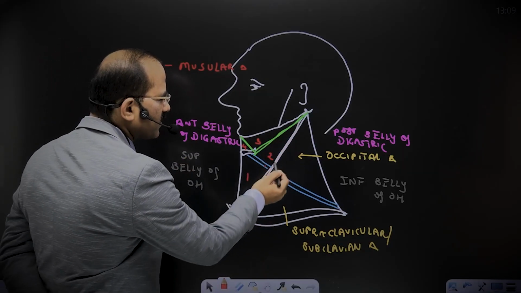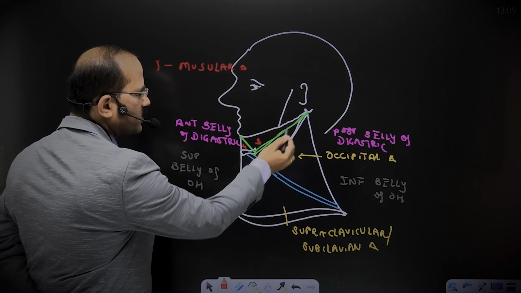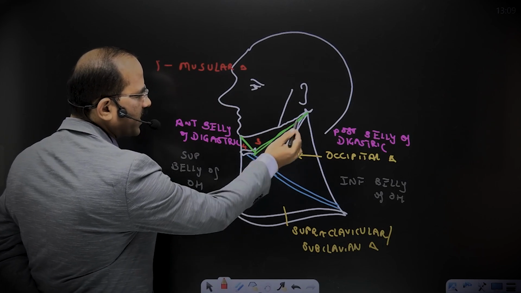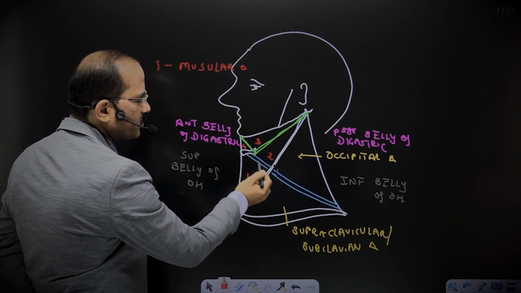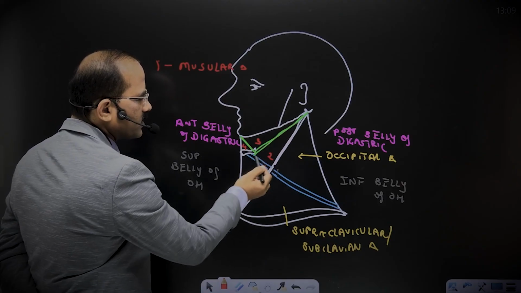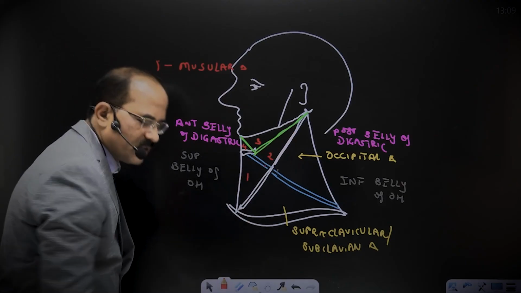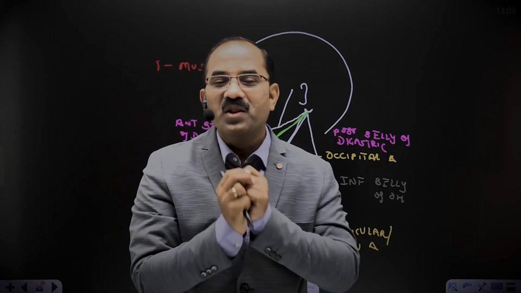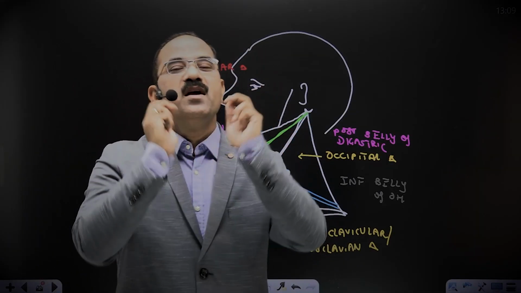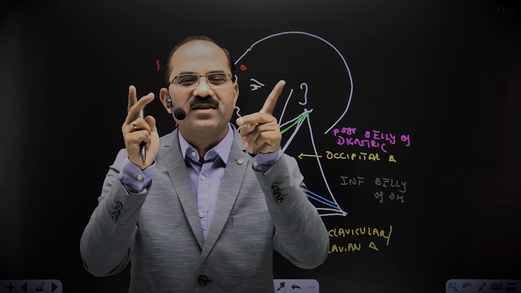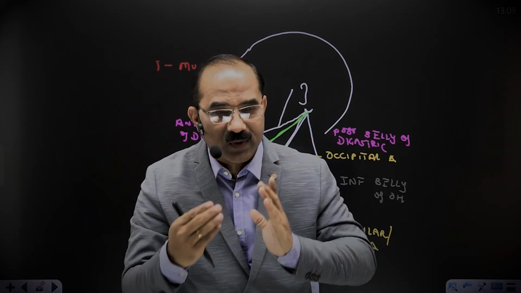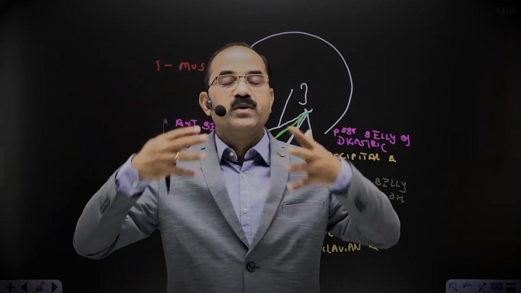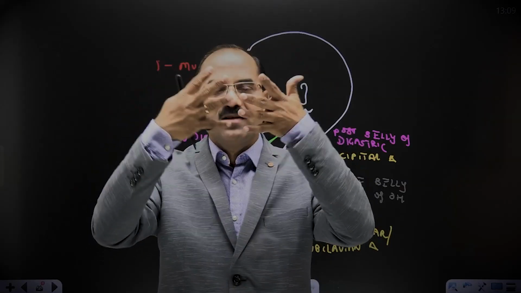What is this here? The sternocleidomastoid behind. What's this in front? The posterior belly of digastric here. And what's that? The superior belly of omohyoid. So this is the triangle that I'm telling you. In this triangle, students, the common carotid artery comes here, divides into 2 terminal branches, the external and internal carotid, right? The external carotid gives branches here to supply the head and neck.